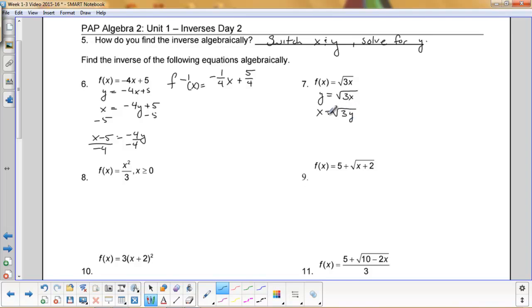Now in this case, we're going to go ahead and look at the original function before we begin. The original function has a restriction. The restriction is that it cannot be below 0. But what I like to do instead is take a look at the sketch of the graph. This is a square root parent function, so it looks like this. Okay? The inverse of this function must also look exactly like this. Now let's go ahead and solve.